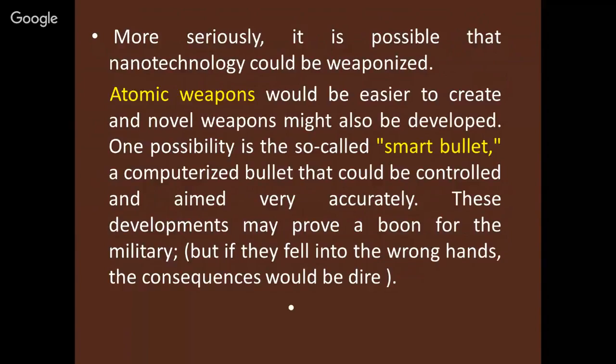So atomic weapons could easily be created, and novel weapons might also be developed. One possibility is the so-called smart bullet, a computerized bullet that could be controlled and aimed very accurately, because there won't be much variation. The target will be definite and it will be attacked accurately. These developments are an advantage for the defense of a nation as a whole, but at the same time, if they happen to reach terrorists and other socially evil people, they may cause unwanted damage to society also.